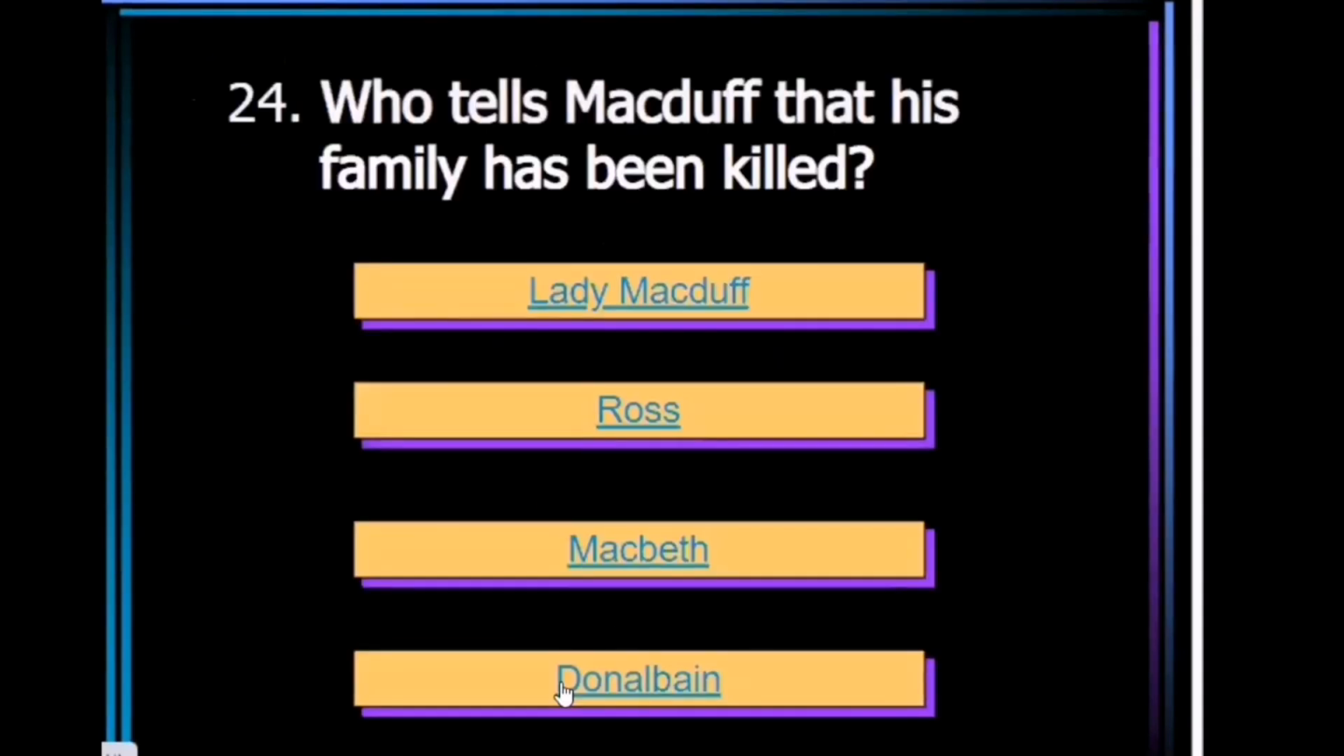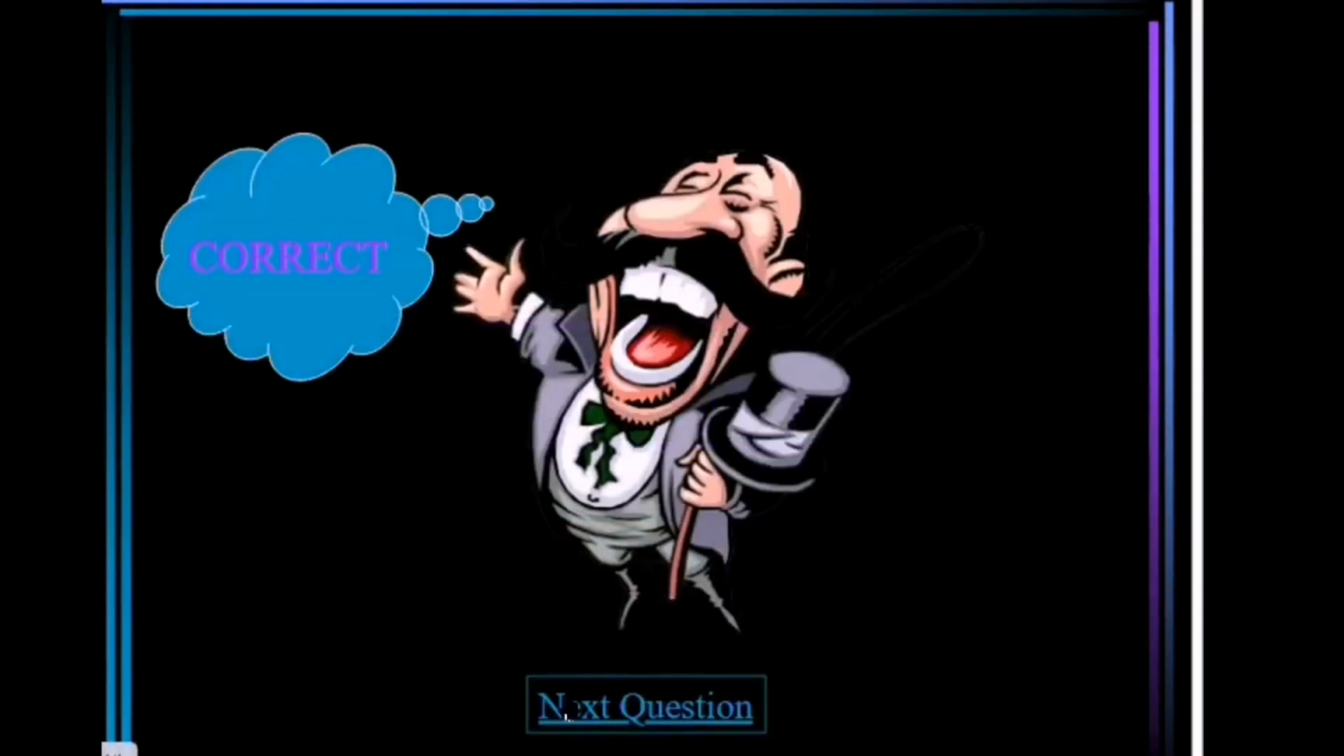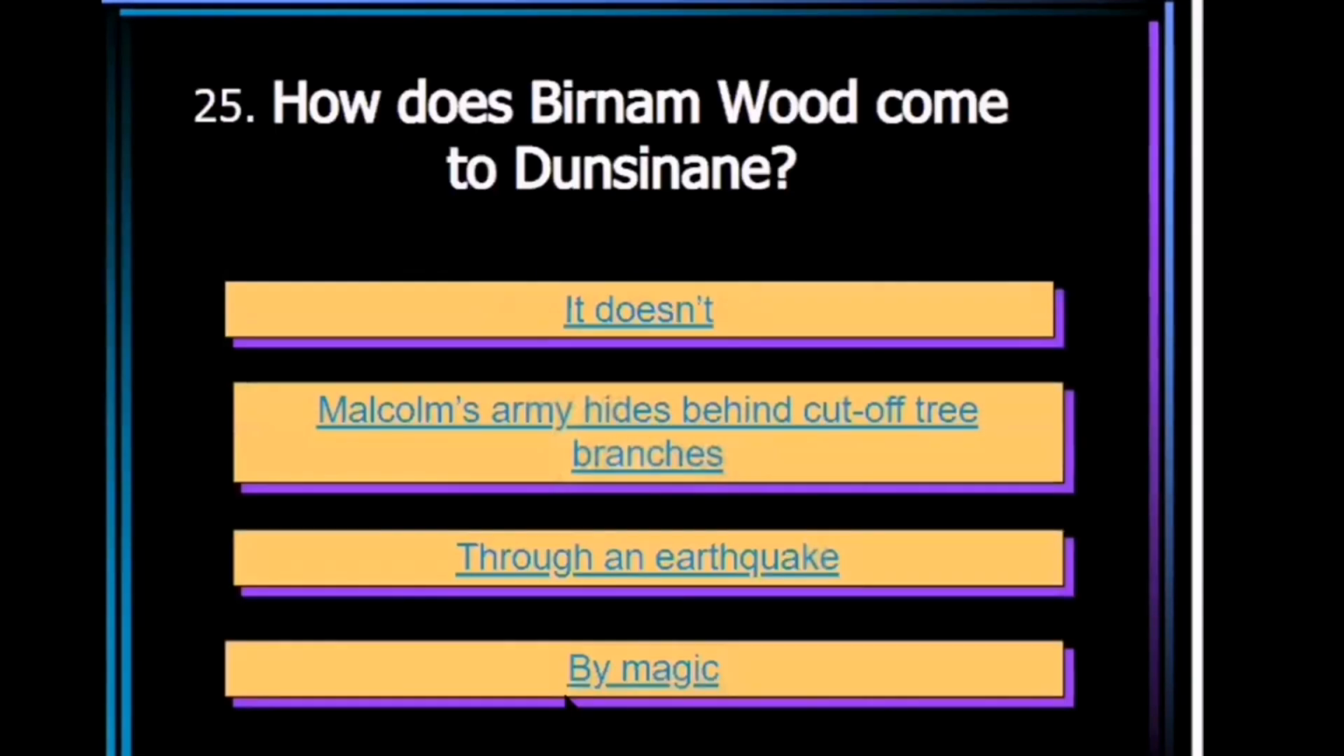Who tells Macduff that his family has been killed? Lady Macduff, Rosse, Macbeth, Donalbain. Here the answer is Rosse. The last question.